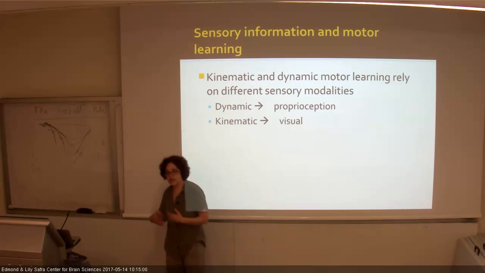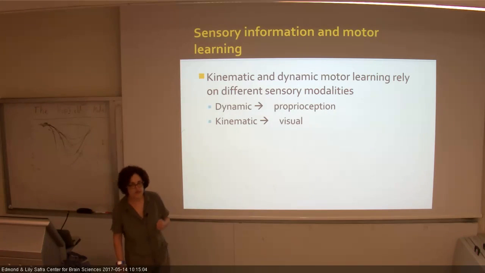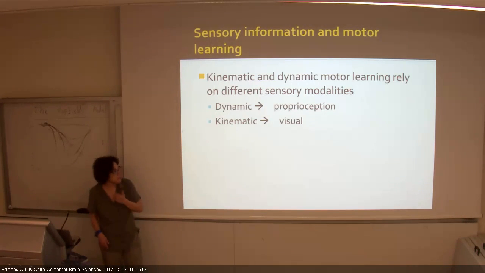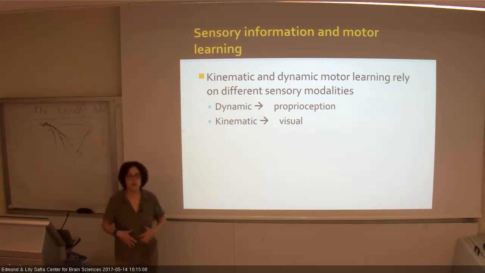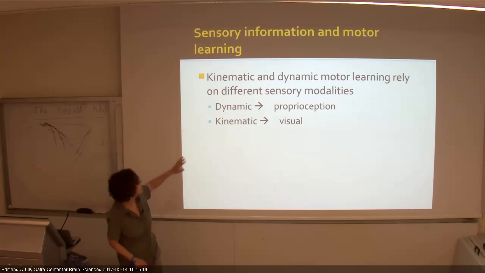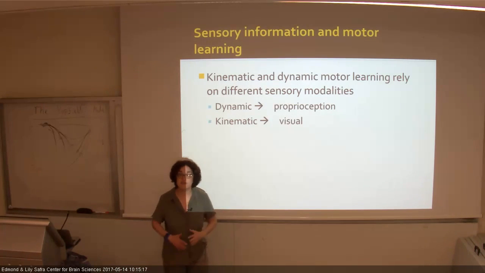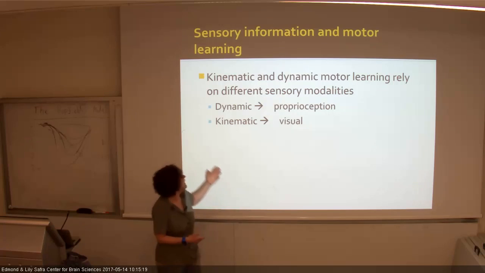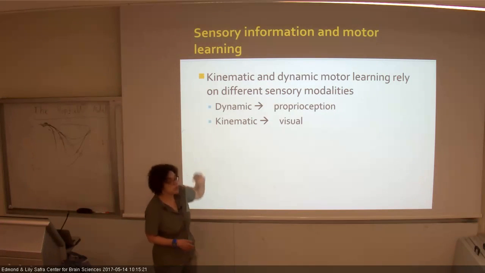So we have internal models, and these internal models are adjustable by the process of learning, right? And in fact, we can learn new coordinate systems using kinematic transformations that rely on visual perception, or we can learn different forces, right? And that is using proprioception.